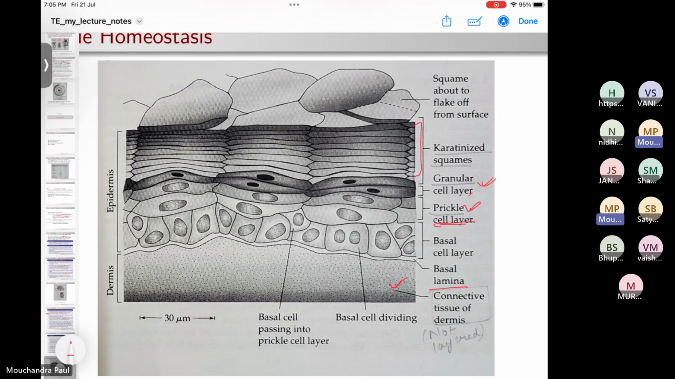It is called the keratinized squamous layer. By squamous, they have a flat kind of morphology, that's why it is written squamous. And this layer is quite thick.